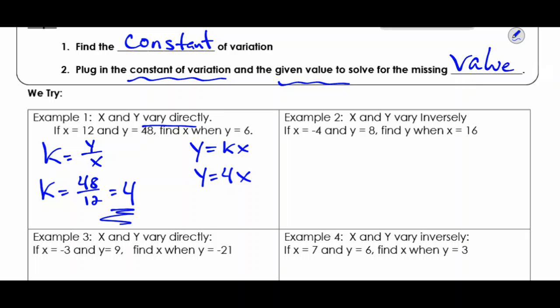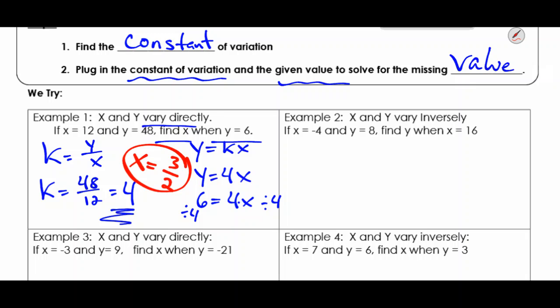And they're telling us one of the values to plug in there. They're saying, find x when y is 6. So 6 goes in for y, and now I need to solve for x. So I need to cancel out this multiplication. I'm going to divide by 4 and divide by 4. And my x value is 1.5, or as a fraction, 3 over 2.